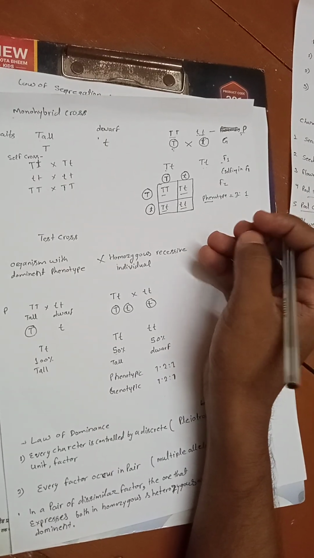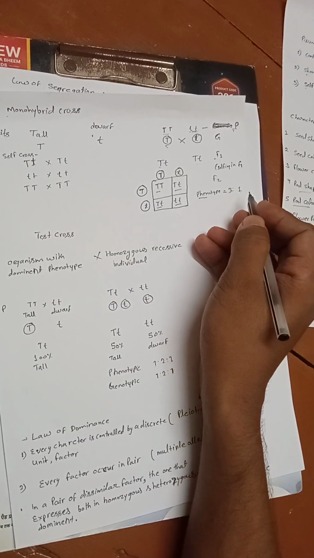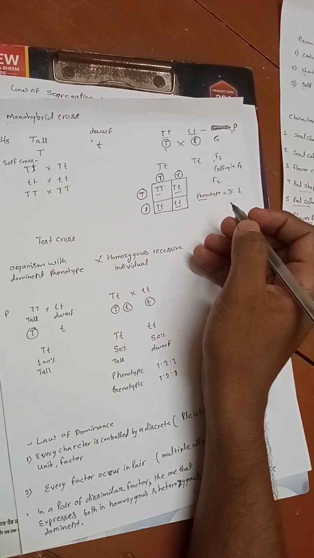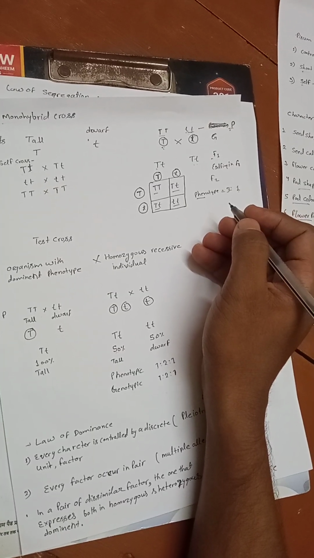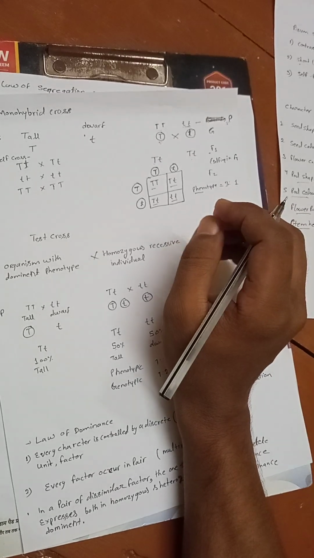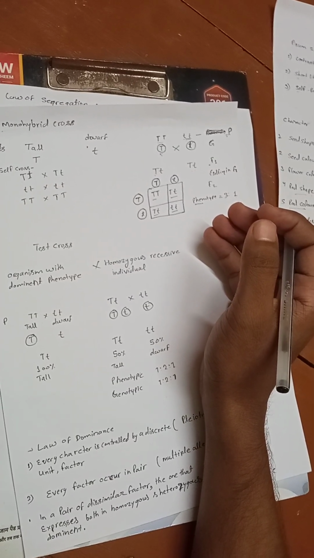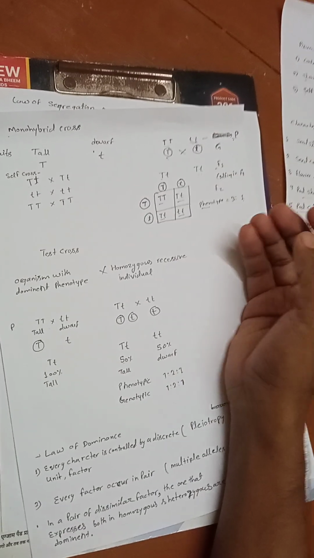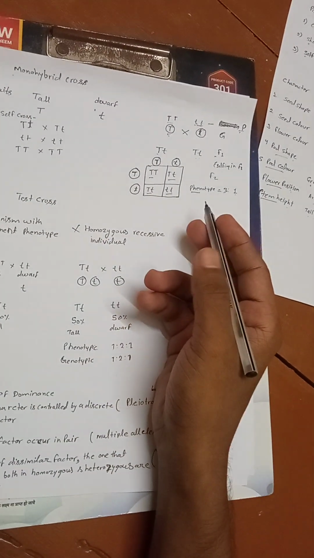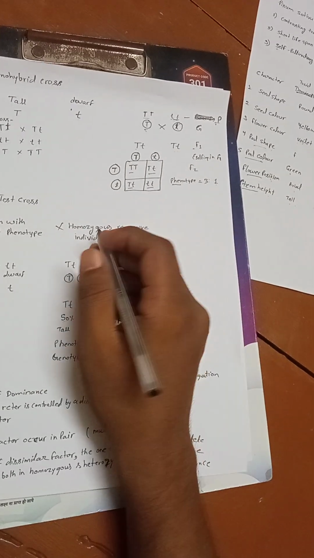Now the question is that, in these 3 plants we got in F2, whether the tallness is due to capital T capital T or capital T small t, because Mendel can only see the phenotype, not the genotype. So for knowing the genotype of that F2 generation plant, Mendel performed the test cross.